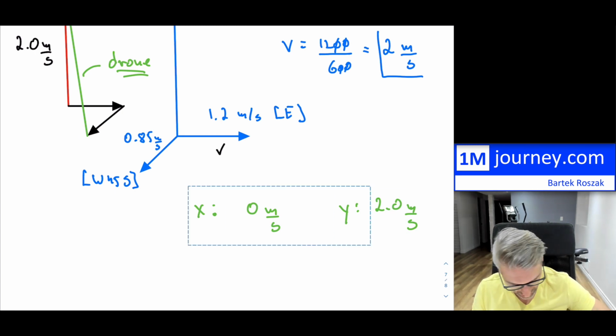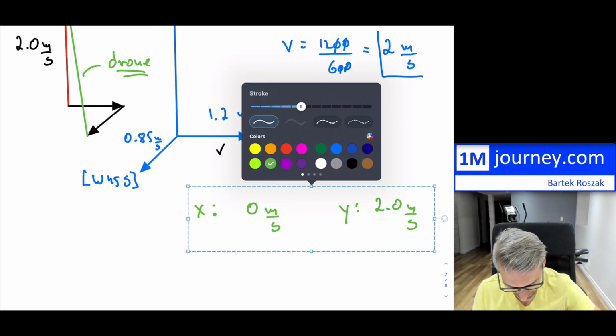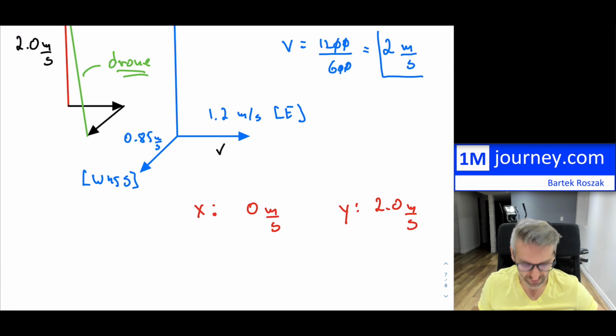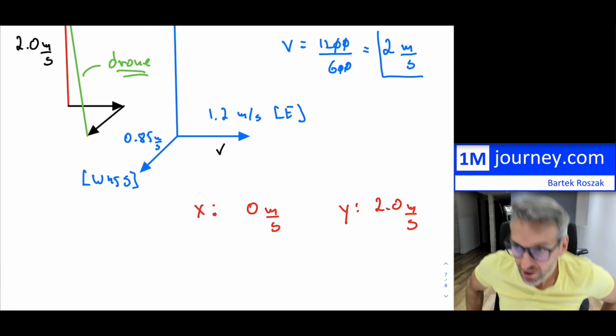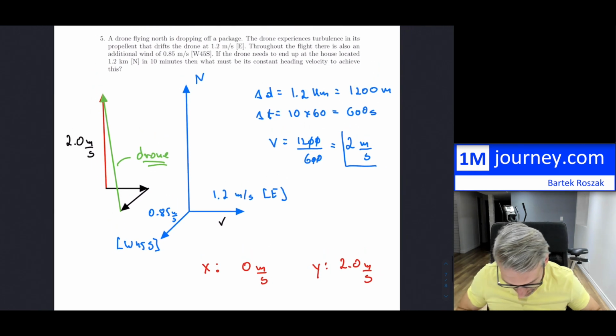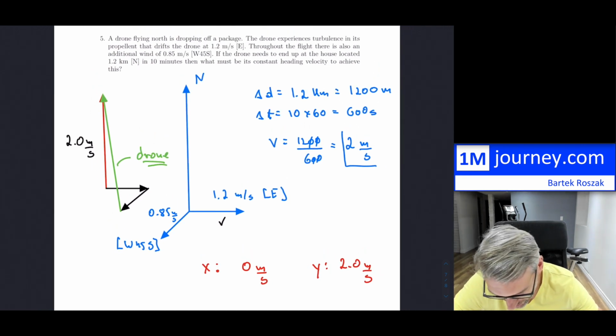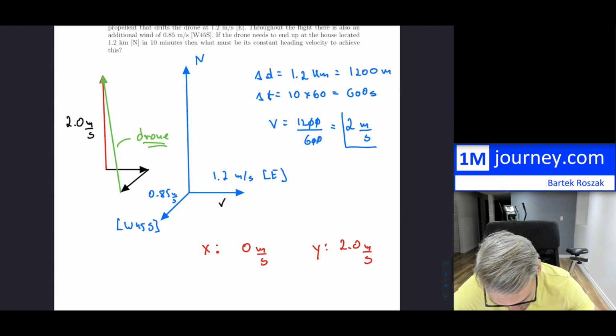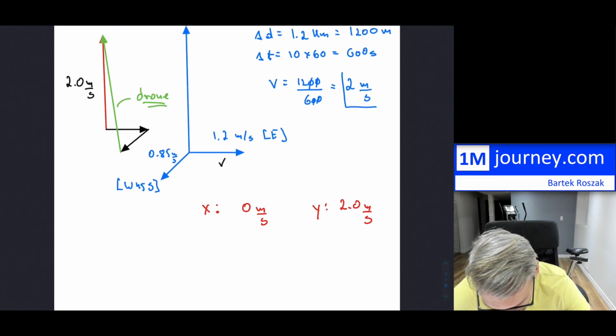So maybe I'll change this to red over here. That's our goal right there. Okay, so now as we're chugging along, if we take this, we have to break this down. So what components do we have?